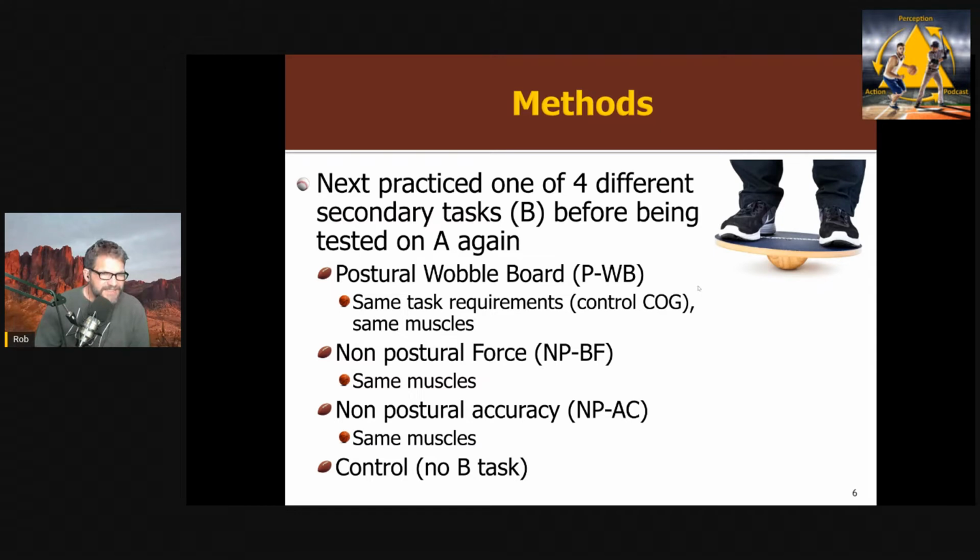The other tasks they did, and I think this is the real strength of the paper, is the choice of these. It really allows us to make some interesting conclusions.